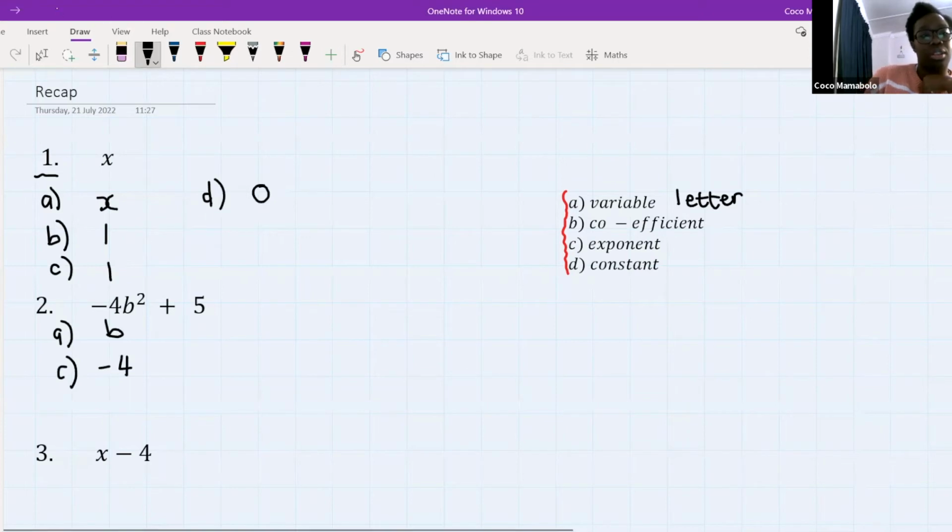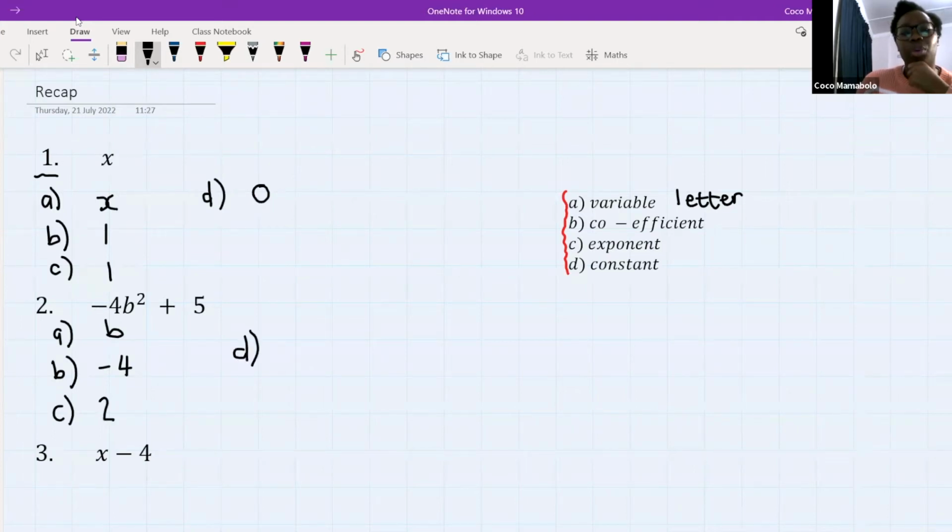Oh, sorry. Why did I skip from A to C? This is B. Okay, then we go to C. What is the exponent of my variable? It's 2. Excellent. Amazing stuff. And then question D, what is my constant? Plus 5. Excellent. Love it. Very well done, Ulungile. Thank you so much.